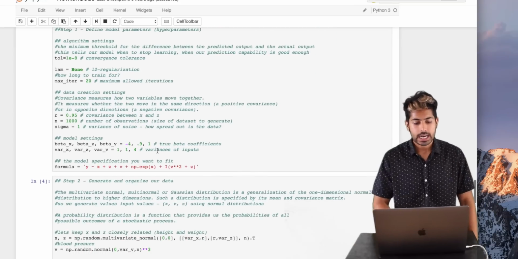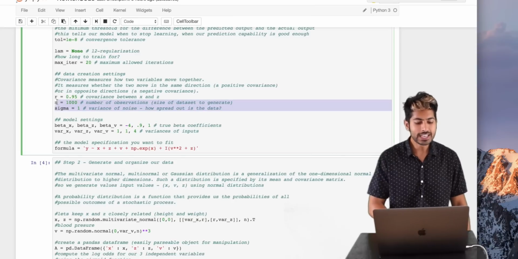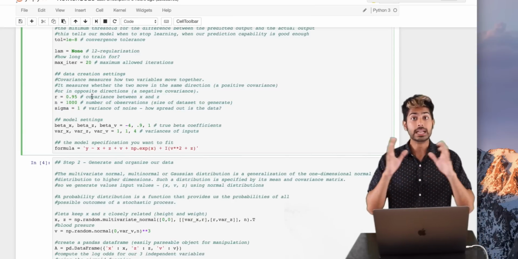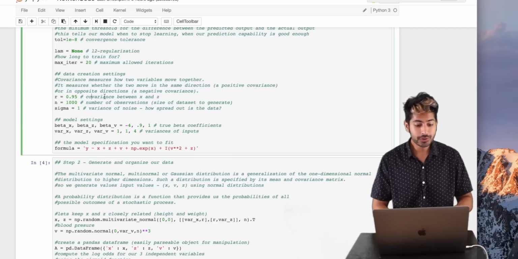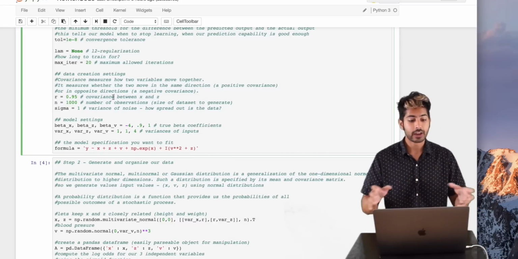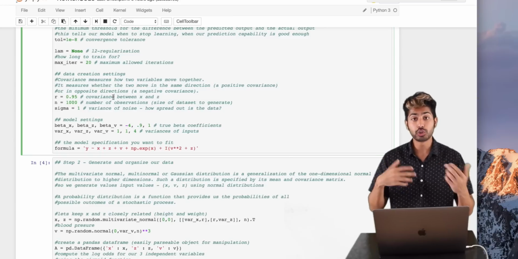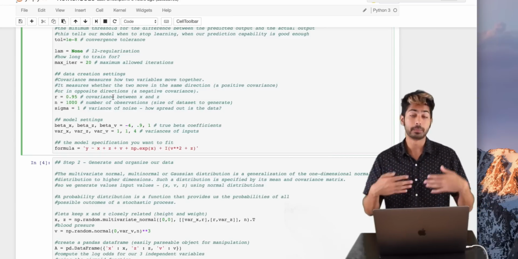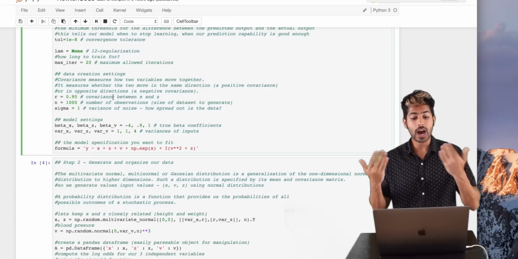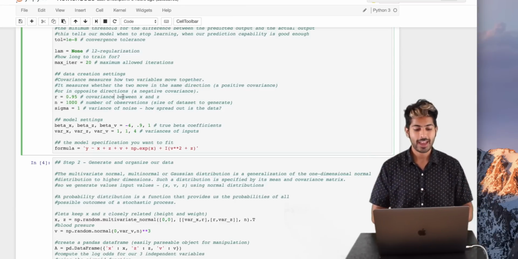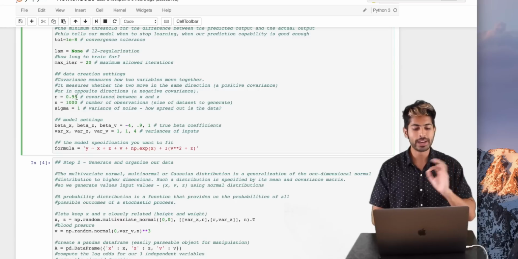Now, these variables are used to help create our data. These terms come from linear algebra. So the first term defines the covariance between x and z. Covariance is a measure of how two variables move together. So it measures whether the two move in the same direction, which would be a positive covariance, or in the opposite direction, which would be a negative covariance. So we have two of those, and we want to set it to 0.95. So we have a positive covariance.